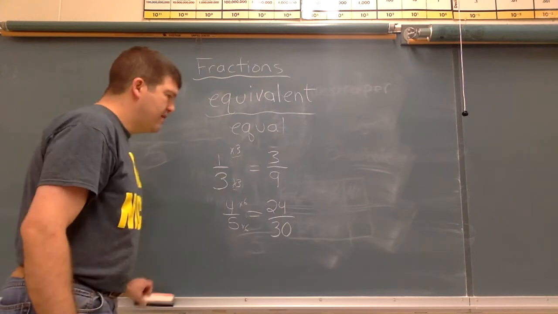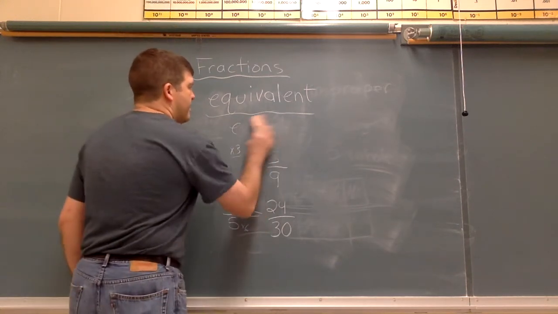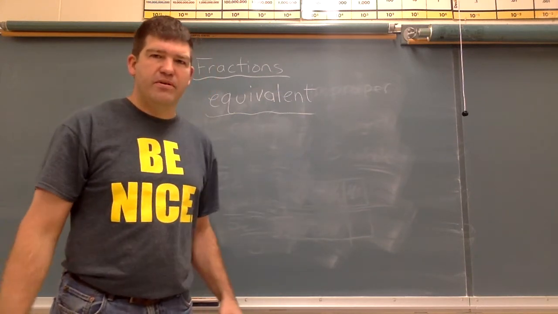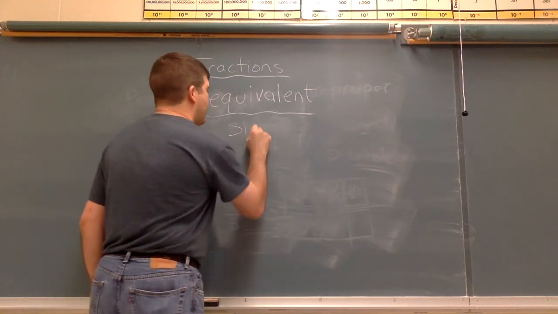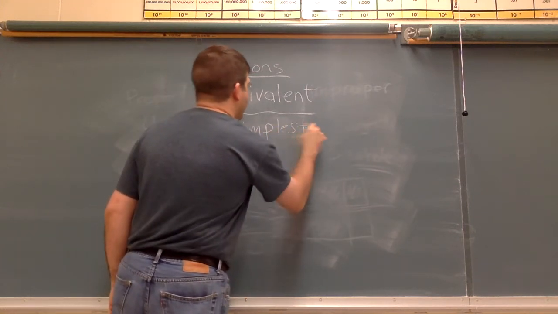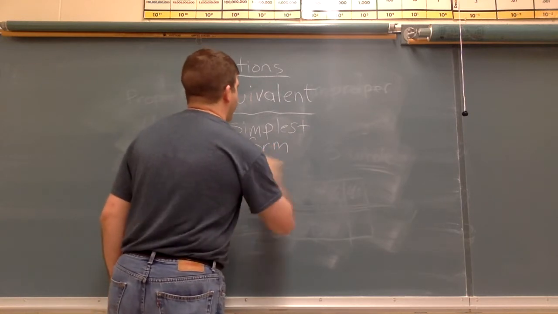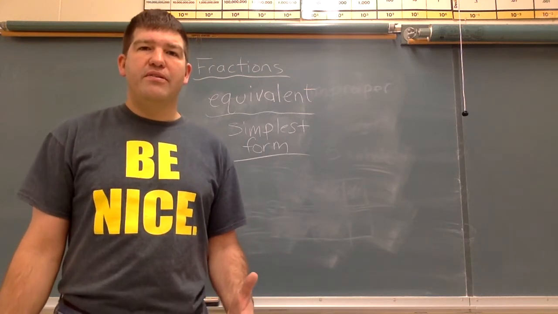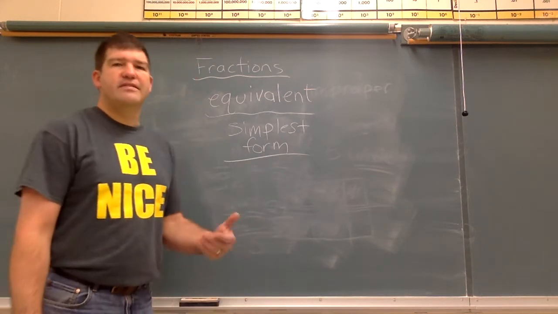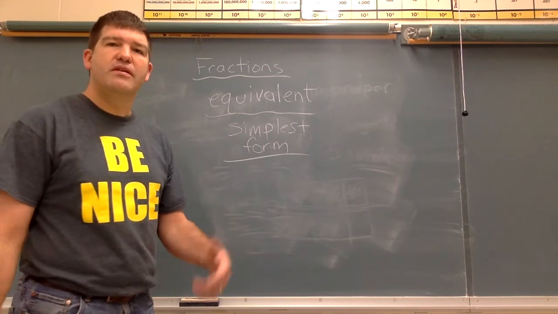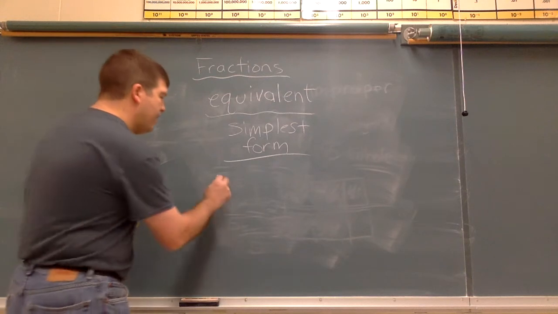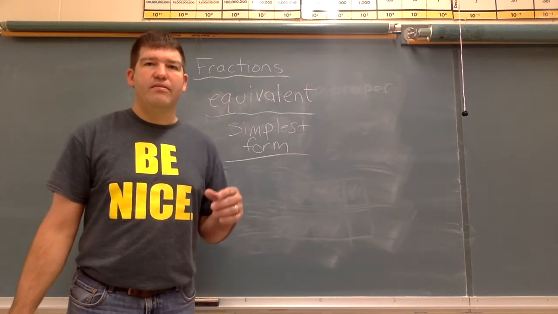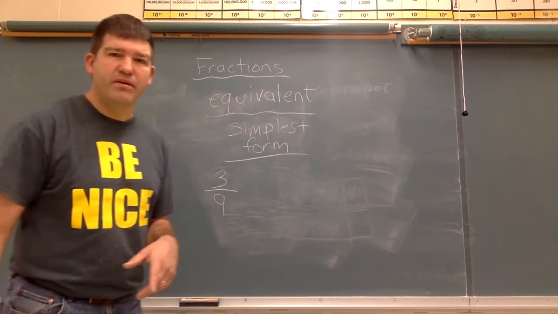All right, now, let's also talk about one other idea. Instead of getting bigger in numbers, sometimes you're going to have a fraction and you can reduce it or put it into a simpler form, and they call that simplest form. Okay, so you're going to reduce a fraction. So if I have 3/9, I can reduce that to make it simpler.